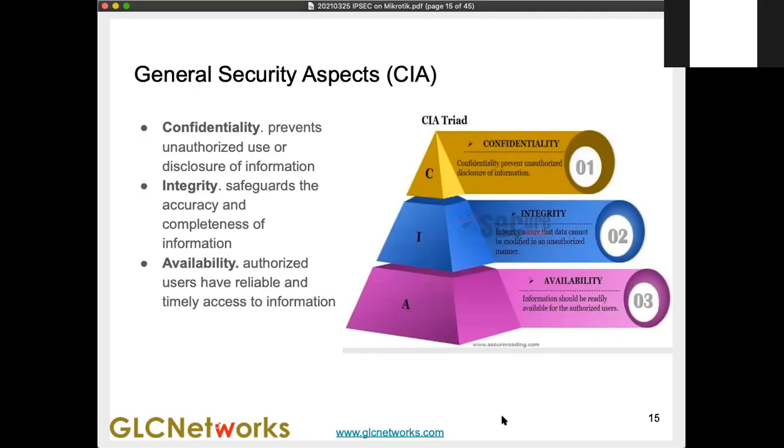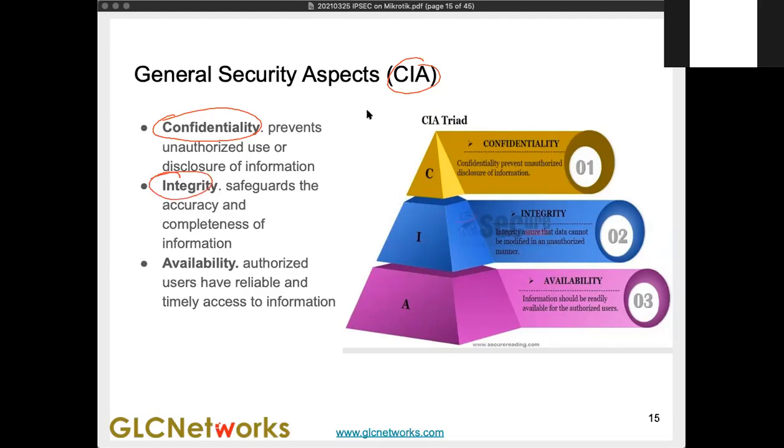About the aspect of security. When we talk about security, usually the general term that we use is CIA. First is confidentiality. We want to make sure that the data is confidential. Only a person who is authorized is able to see the data. Not everyone can see it. So it's confidential. And then make sure that the data has integrity.